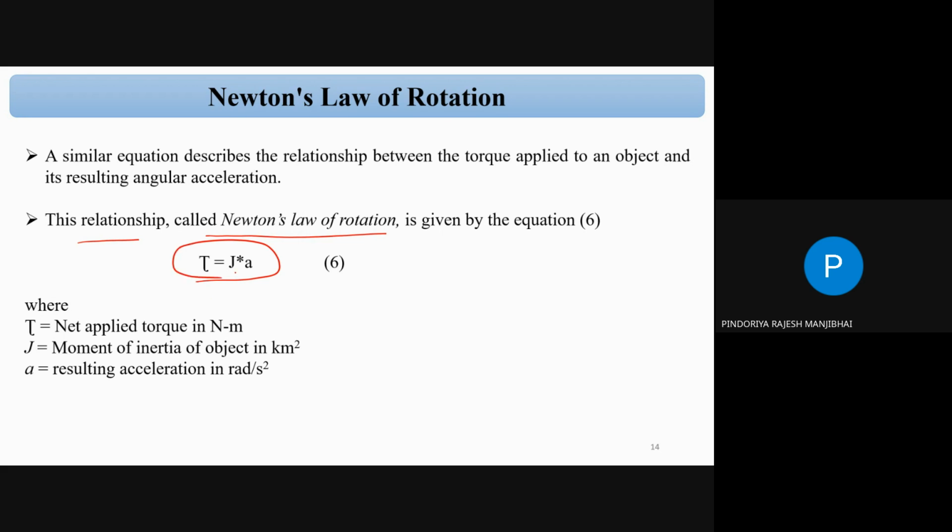And what is J? J is nothing but moment of inertia. Its unit is kilogram meter square, not kilometer square. So this is the moment of inertia. And alpha is the angular acceleration, radian per second square. And torque is the applied torque, measured in Newton meter.